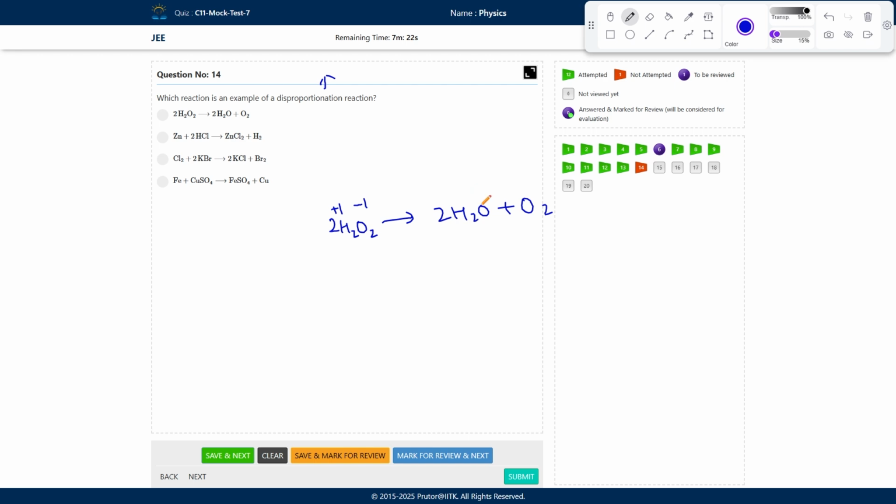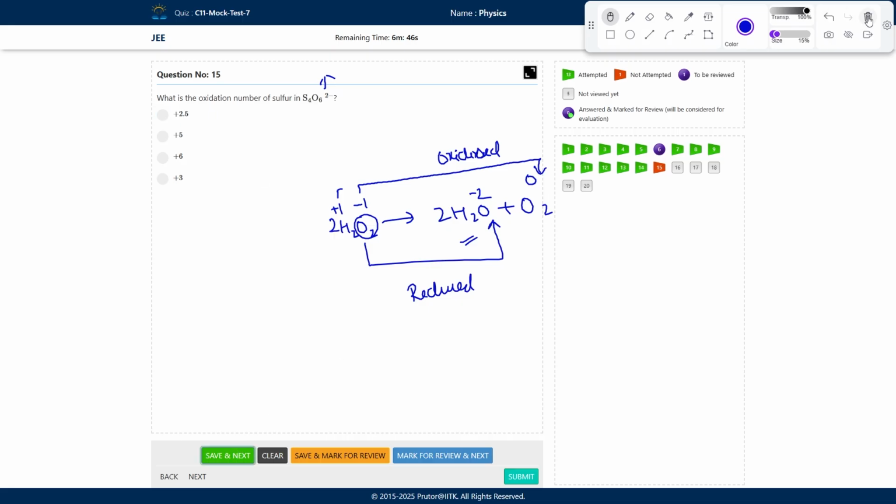Okay. Here, what will be the oxidation state of oxygen in water? Of course, it is -2, and here it is 0. You can see very clearly that your oxygen, which is in the -1 oxidation state, is going to a higher oxidation state 0, which is oxidation, and a lower oxidation state also, which is -2. So basically the same species is getting oxidized as well as reduced. Therefore, this is a classical example of a disproportionation reaction.